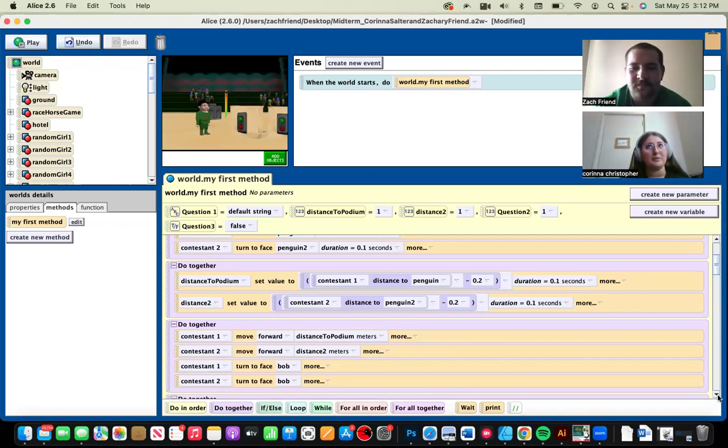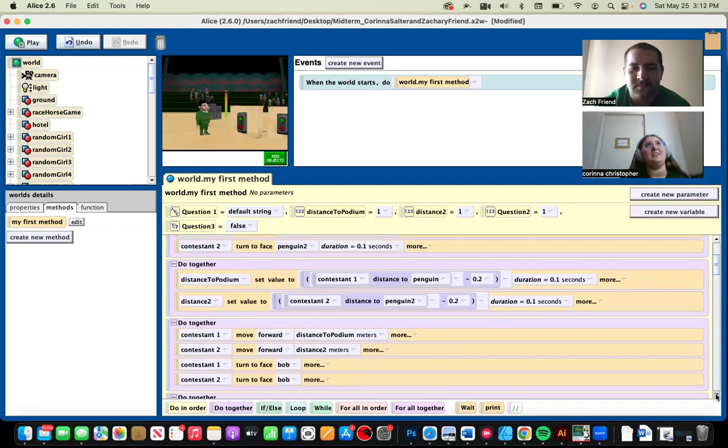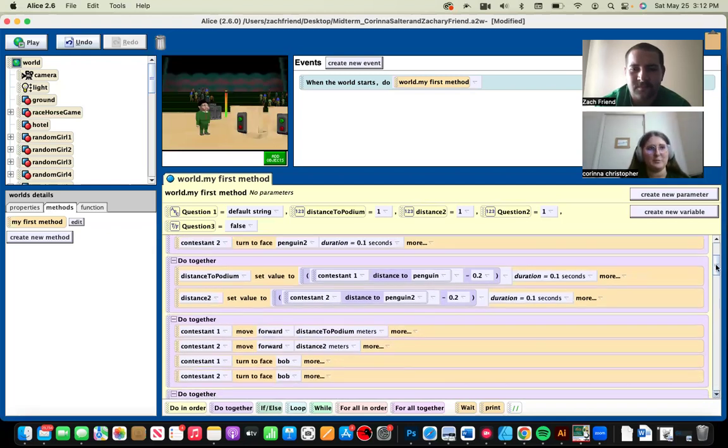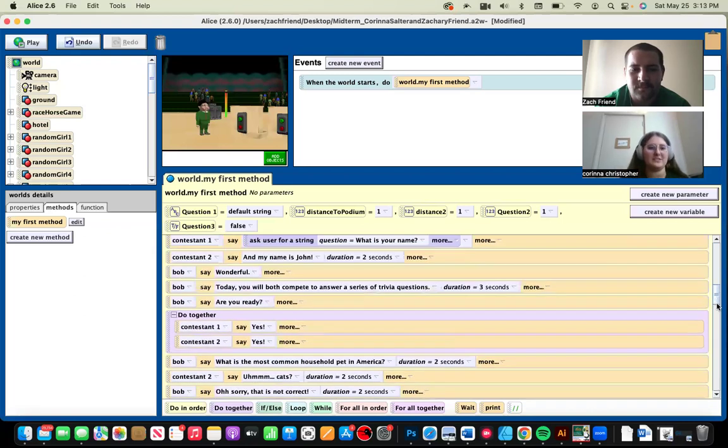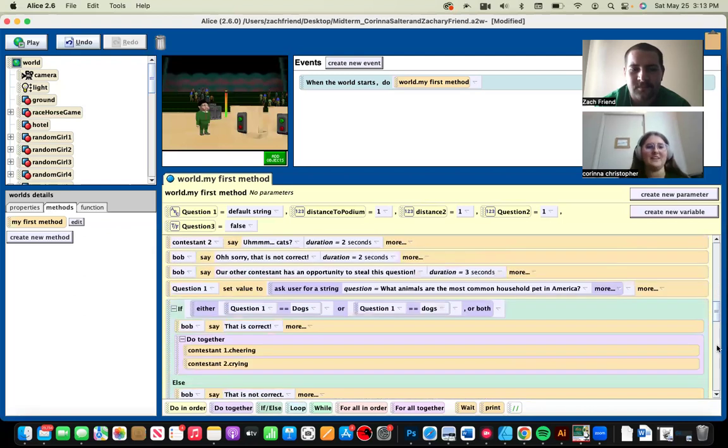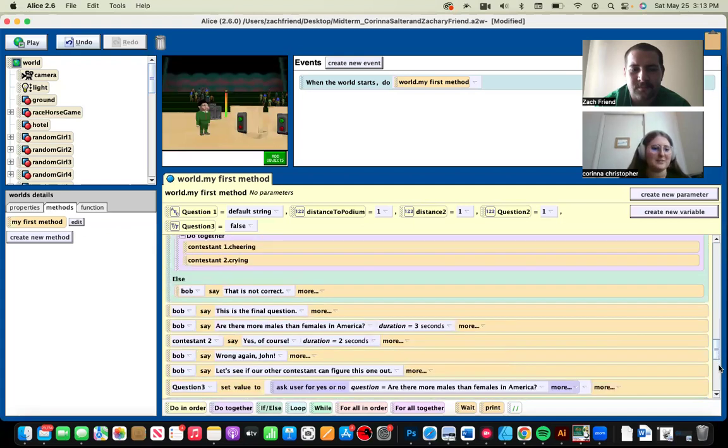We use the loop while function in the very last question. It was a loop because we wanted the person who's answering to be able to do it again and again until they get it right. So that's why that's a loop.